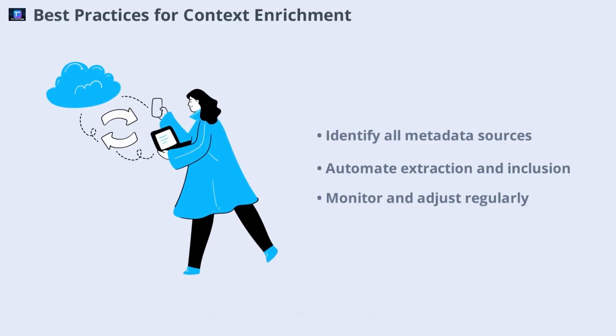To get the most out of your LLMs, follow best practices for context enrichment. Start by identifying all potential sources of metadata in your application. Automate the extraction and inclusion of this data wherever possible. Regularly review and update your metadata strategy to adapt to changing needs. And always monitor the impact on performance and cost, making adjustments as necessary. With these practices, you'll ensure your LLMs deliver the best possible results.